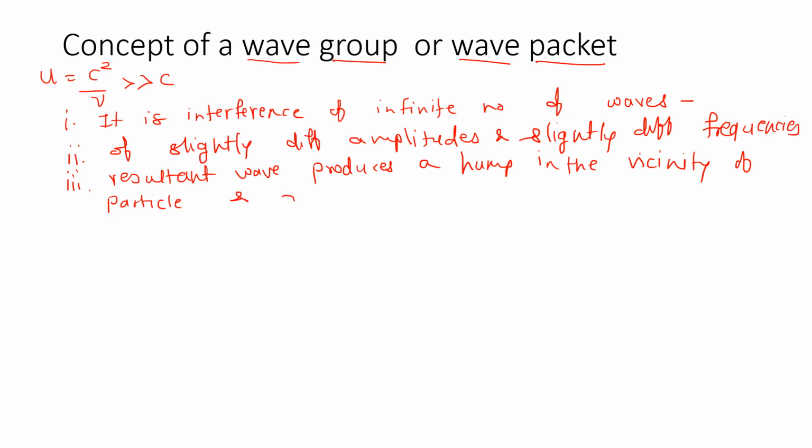And it diminishes away from the particle. So it is the interference of an infinite number of waves of slightly different amplitudes and frequencies, such that the resultant wave produces a hump, a sudden rise, in the vicinity of the particle, and away from the particle this disturbance goes on decreasing. Let us try to understand.